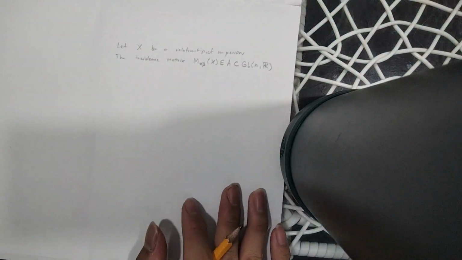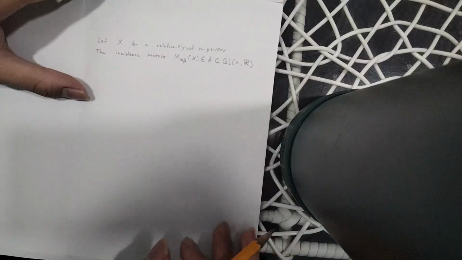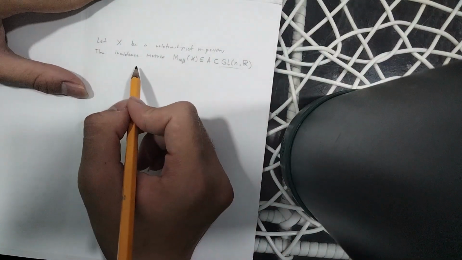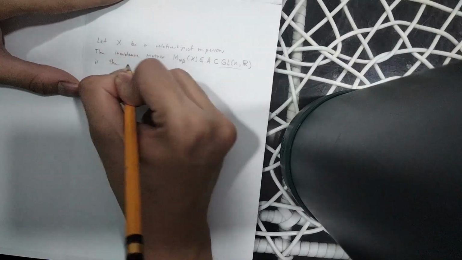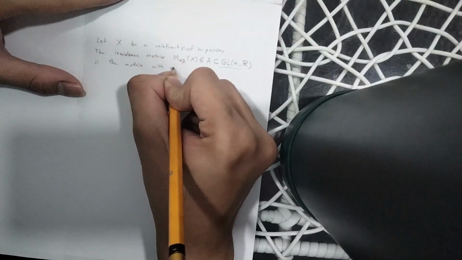GLNR. You already know the general linear group would entail only square matrices, because non-square matrices, of course, here in GLNR we're only considering square matrices, is the matrix with entry.